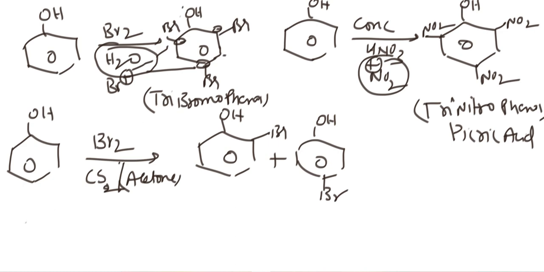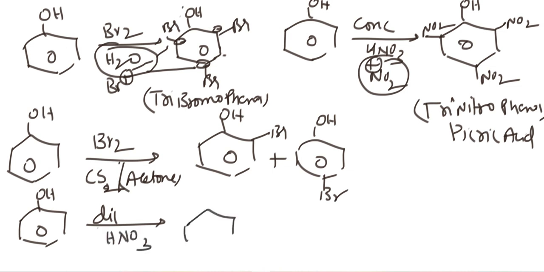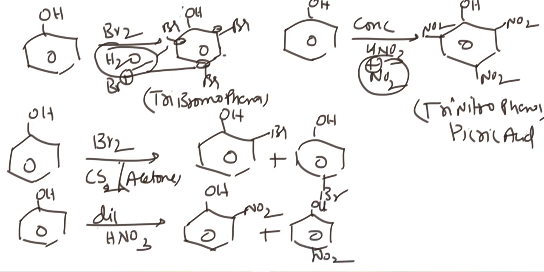But if you want ortho and para products separately, the same phenol is treated with dilute HNO3, this is OH, and ortho and para products you are getting separately. Okay, now I hope it is clear. In concentrated acid, a greater number of NO2 plus ions are there, so that's why trinitrophenol is forming. So if you decrease the concentration, then you are getting ortho and para products separately. I hope it is clear.